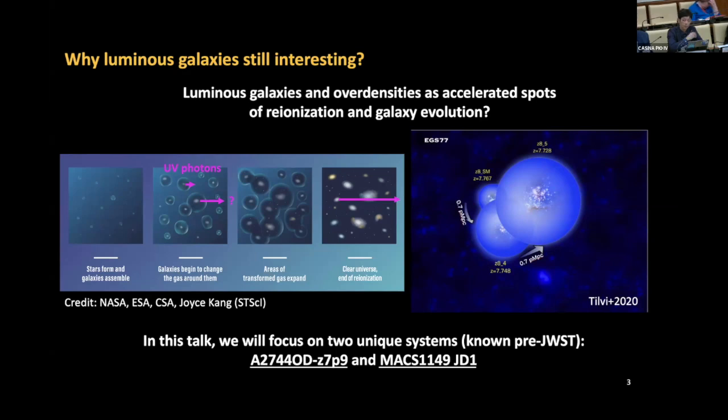Also, because it's in the center of a baryonic structure, luminous galaxies are a signpost of where galaxy evolution might be advanced a little bit compared to the field galaxies. So in many senses, luminous galaxies are still interesting targets. Especially in this talk, I will focus on two unique systems that were known from the time of pre-JWST.